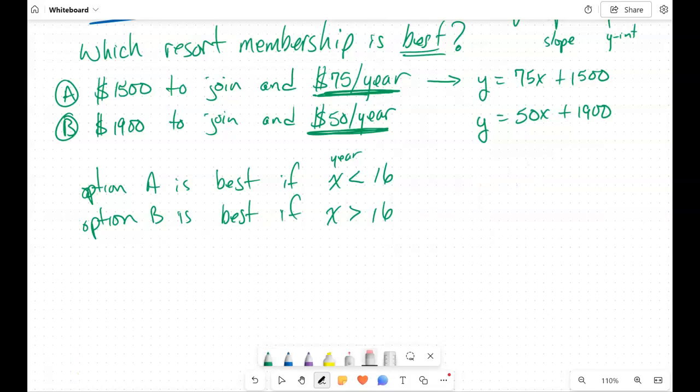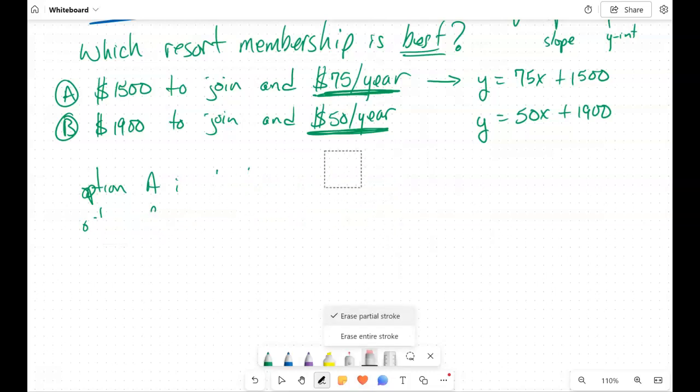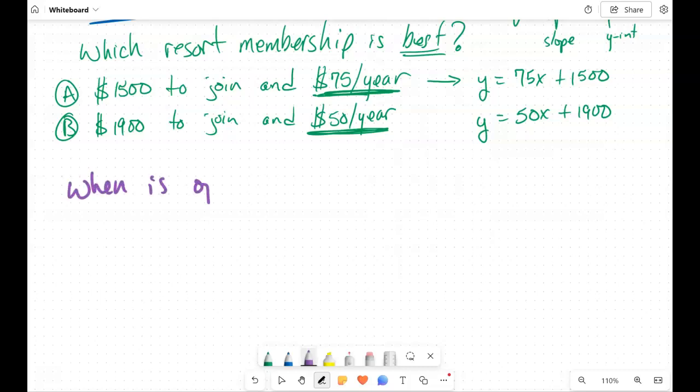Now let's suppose we started this same problem out the same way that we did initially, but I'm going to change the question a little bit. What if my question this time was instead, when is option A the best? Now, obviously, we already know that answer, so let's approach this like we do not know the answer.